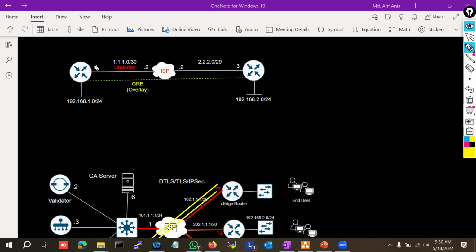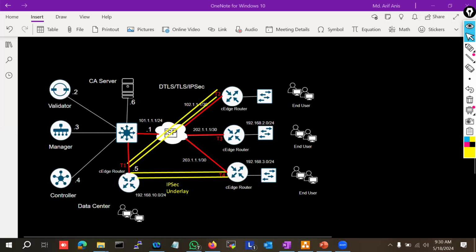So in this topology, the physical link or physical connectivity is considered the underlay, and the tunnel that we build, the GRE tunnel on top of it, is known as the overlay. Same way, in SD-WAN we have an underlay and overlay.